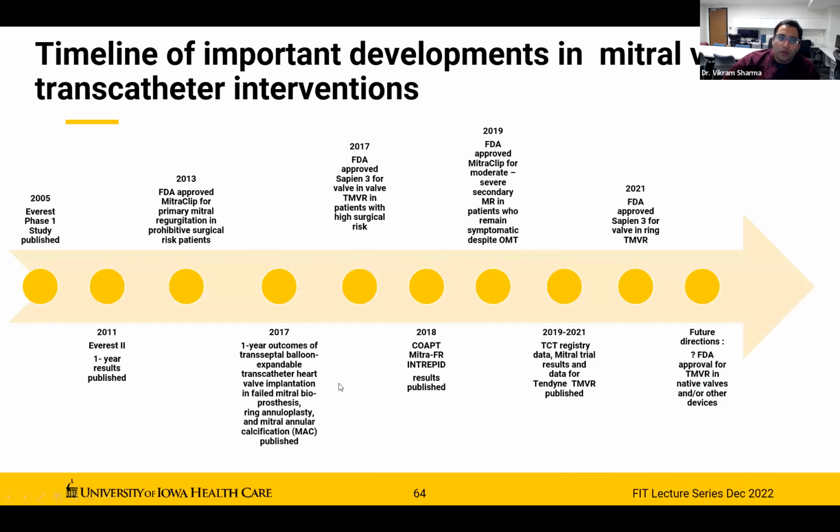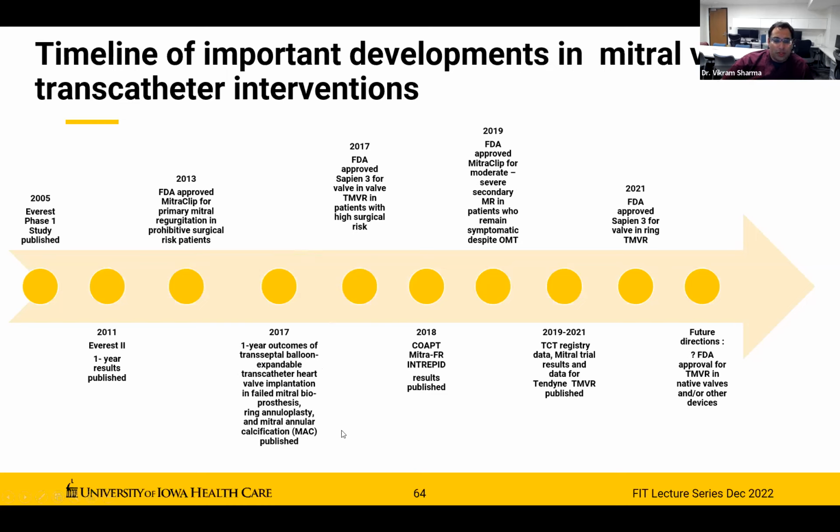So in summary, just going over the timeline of some of the important developments that we mentioned in this talk, putting this side by side with the transcatheter edge-to-edge repair data. In 2005, we just really had the first phase 1 study for transcatheter edge-to-edge mitral valve repair. A few years later, we had the EVEREST II trial that compared transcatheter edge-to-edge repair of mitral regurgitation with surgical mitral valve replacement in high-risk patients. In 2013, we had the FDA approval of the MitraClip for primary mitral regurgitation in those patients who had a prohibitive surgical risk.